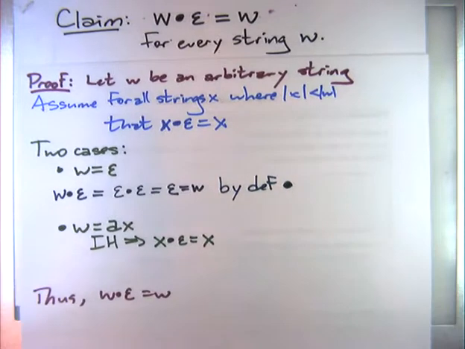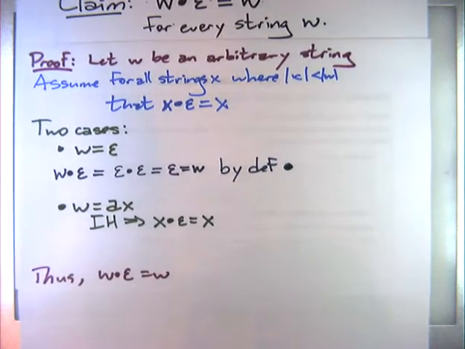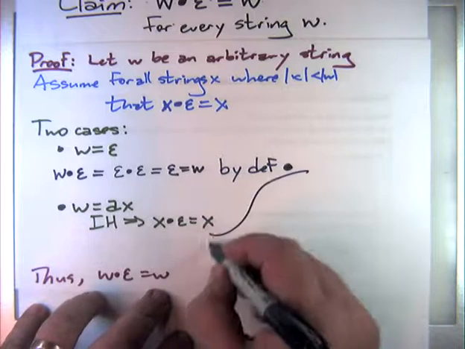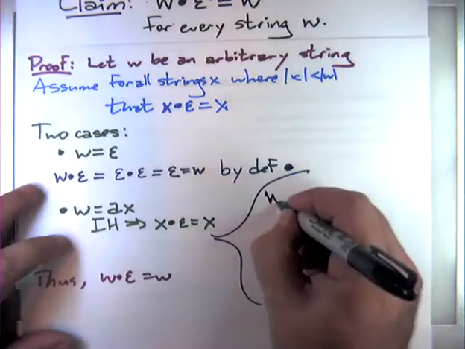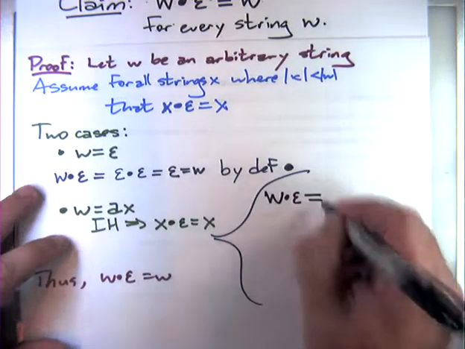So the second case is, suppose, and I'm going to flesh this out here because it's going to take a little bit more room, suppose W starts with the letter A and ends with the string X with the property that if you add epsilon to it, it's still X. Okay, so I'm going to start by saying, here's the thing I want to prove something about.